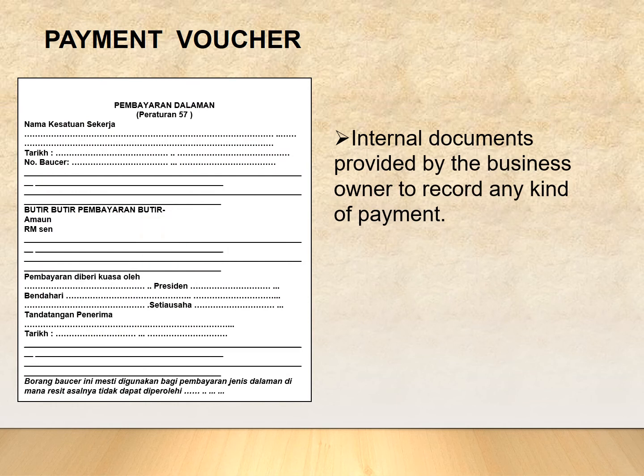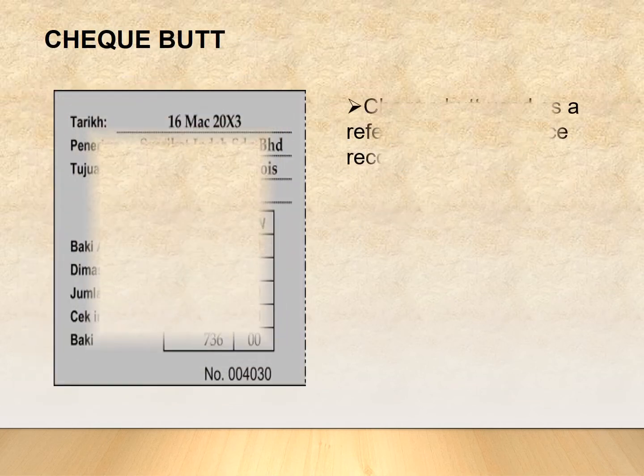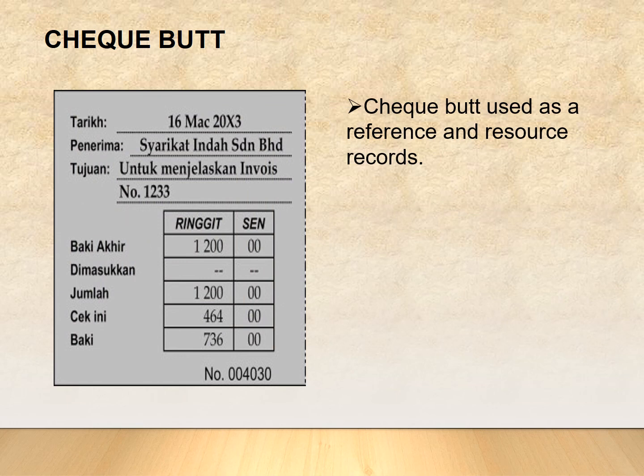Payment voucher. An internal document provided by the business owner to record any kind of payment. The voucher is important because it's an internal accounting control mechanism that ensures that every payment is properly authorized and that the goods or services purchased are actually received. Cheque butt. It is kept by the business and the cheque is given to the person being paid as evidence that a payment has been made. The cheque butt is used as a reference and source record.